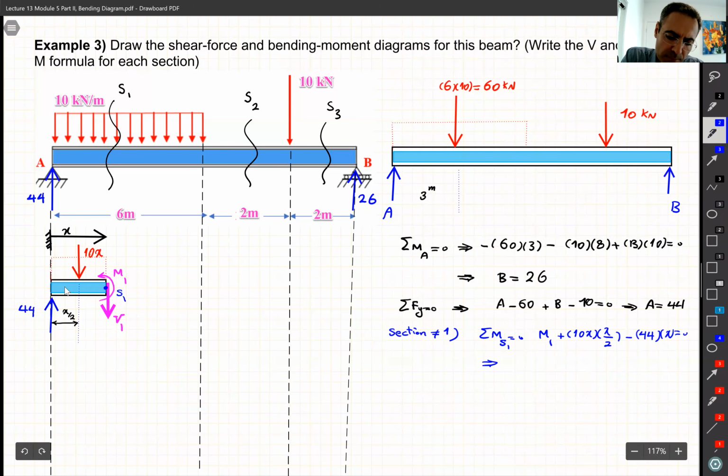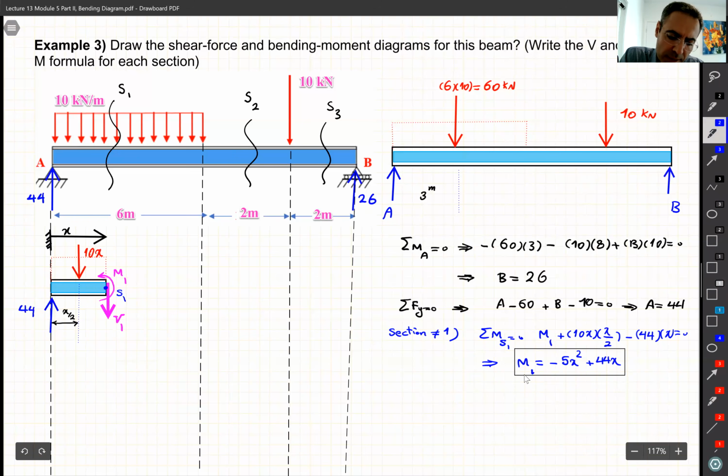So let me simplify this equation. M1 gives me minus 5x squared, and then 44x, right? So that's second order polynomial. That's M1. It's getting interesting, right?